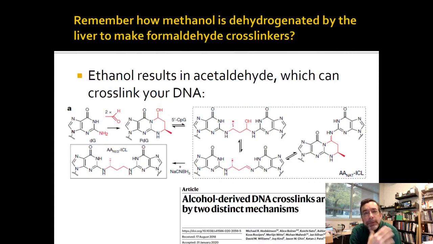So remember that whole story about methanol: when you drink methanol you create a lot of formaldehyde, and that makes crosslinkers, and that's why methanol is poisonous. Remember that ethanol is what you use for that, and ethanol actually also makes an aldehyde. It's just that this aldehyde isn't quite as reactive as formaldehyde, but it's still reactive enough to mess up your DNA. So chronic ethanol exposure can create the acetaldehyde, which can do this to your DNA.